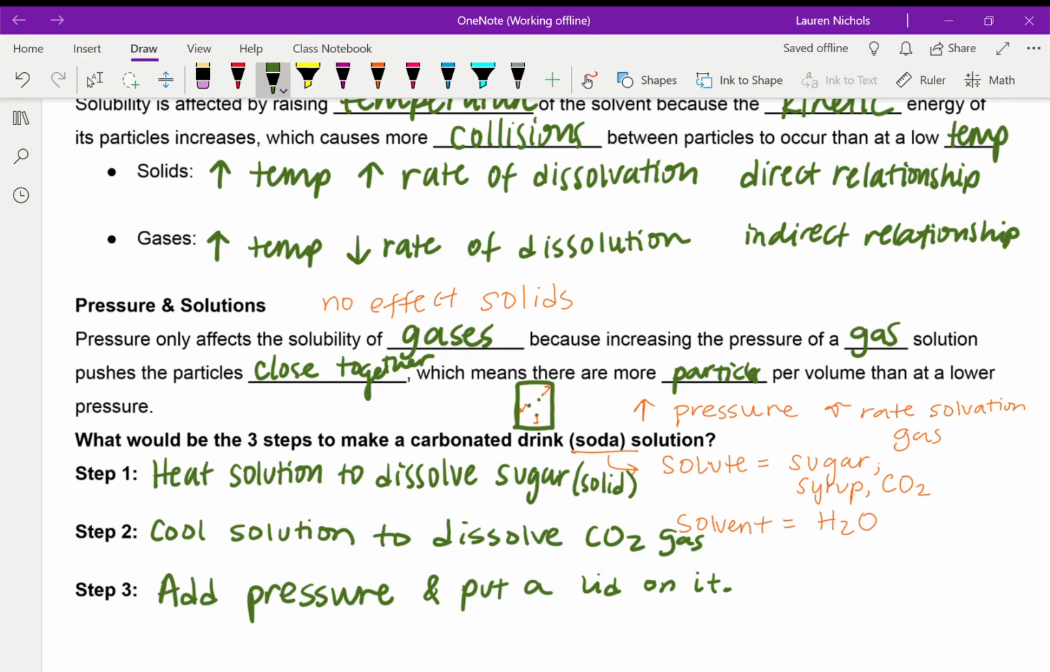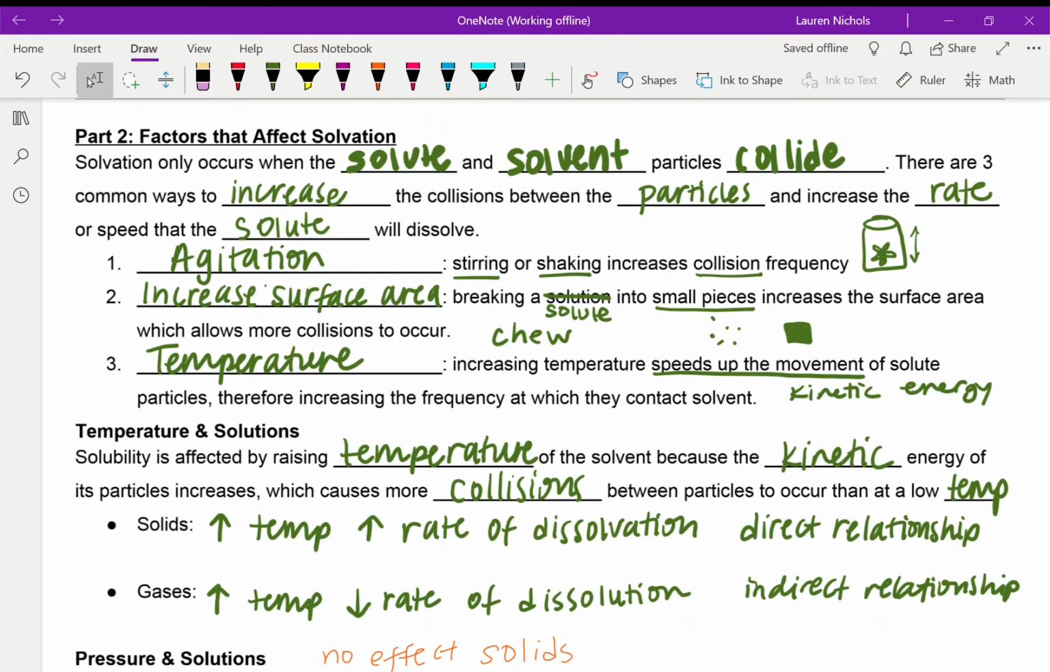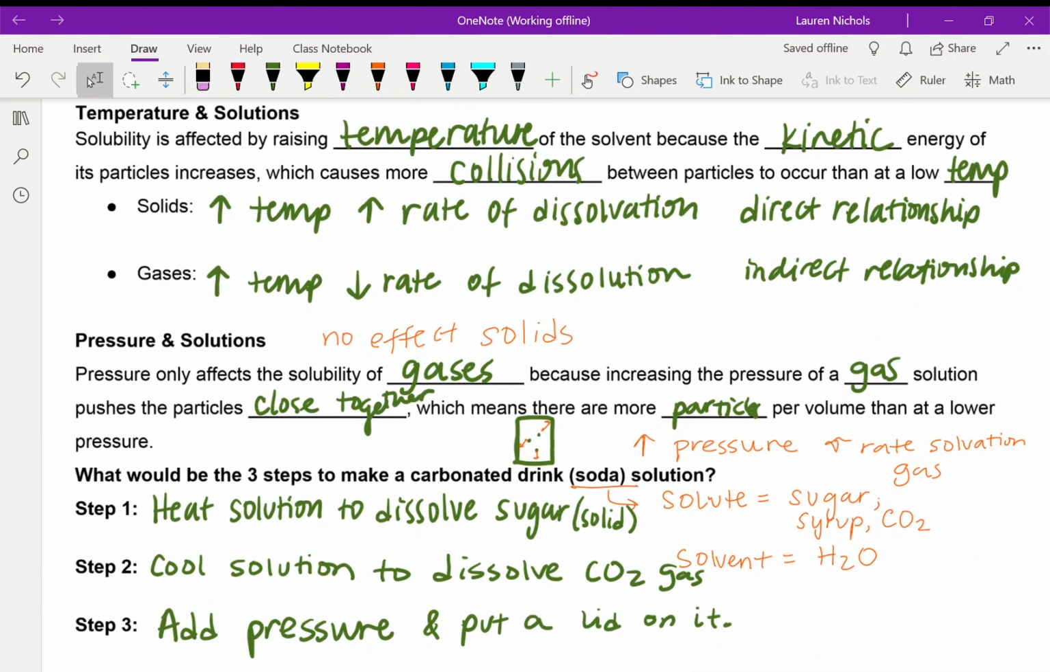And so just keep in mind that pressure, temperature, and agitation are all going to affect not only how much gas or solid can be dissolved, but how quickly that occurs. In our next video, we're going to talk about how we measure these, and the solubility graphs and concentration. So keep an eye out for those videos.